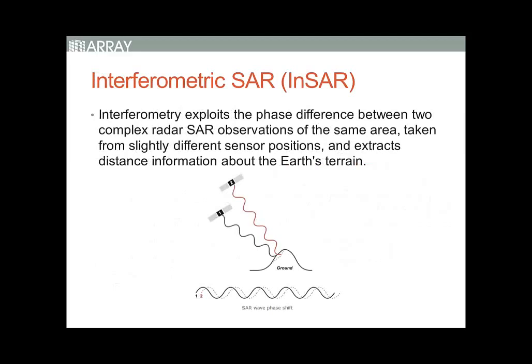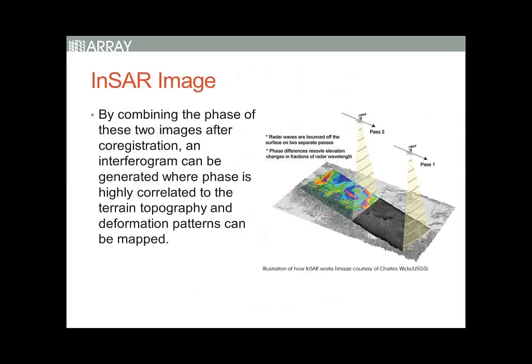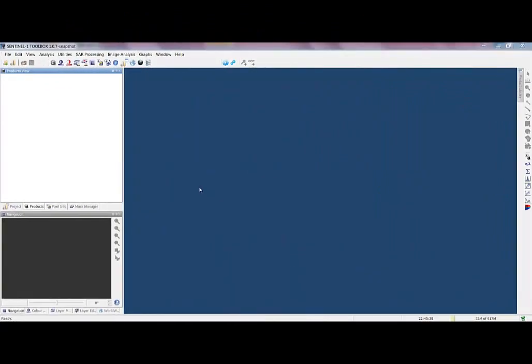Interferometry exploits the phase difference between two complex radar observations of the same area, taken from slightly different sensor positions, and extracts distance information about the Earth's terrain. By taking the phase difference of the two images after co-registration, an interferogram can be generated where phase is highly correlated to the terrain topography and deformation patterns can be mapped. Let's take a look at a first example.